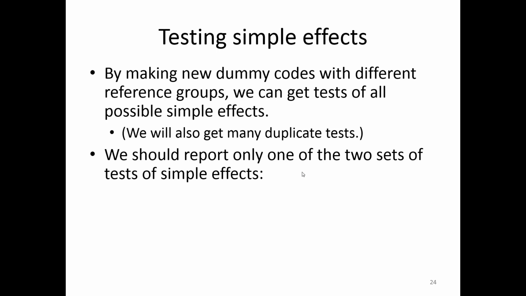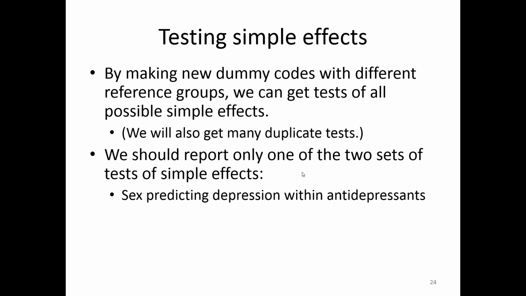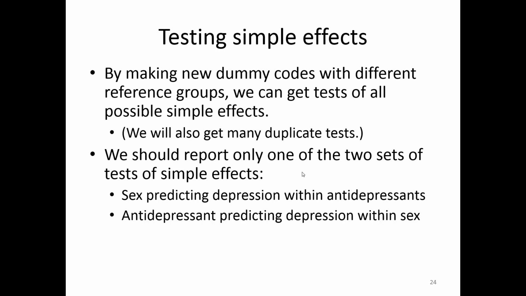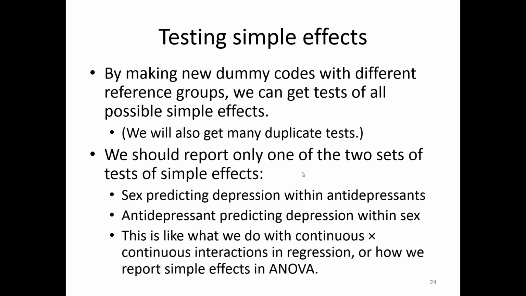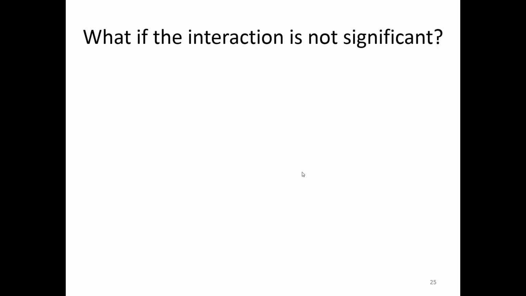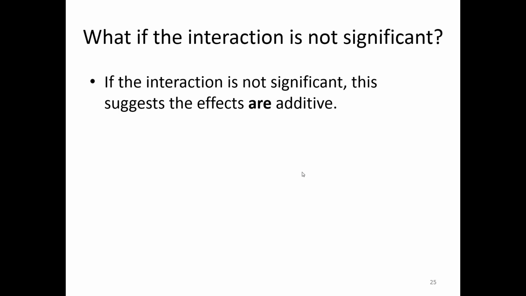Of course, we should only report one of the two sets of tests of simple effects: sex predicting depression within each level of antidepressant, so within Paxil, within Prozac, within Zoloft, and then antidepressant predicting depression within each level of sex. Is there an effect of antidepressant within women? Is there an effect within men? This is just like what we do with continuous by continuous interactions in regression, and it's also what we do when we report simple effects in ANOVA. We didn't go through all those, so I'm not going to belabor this too much because you'll probably be doing ANOVAs usually, but that's what you would do: run all those with the new dummy codes.